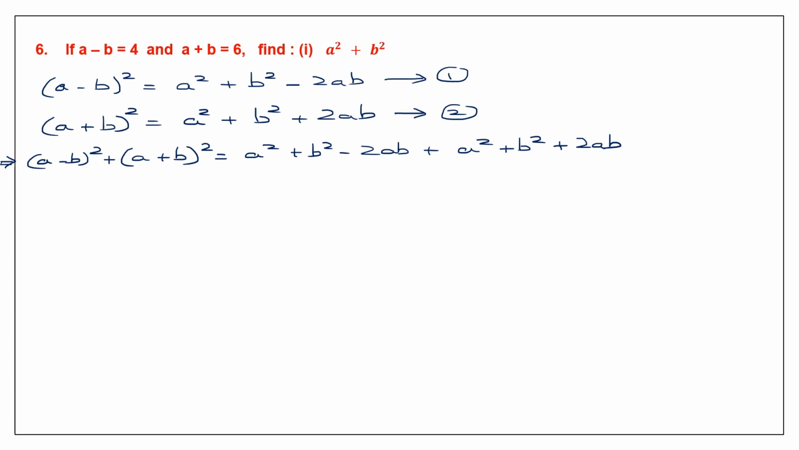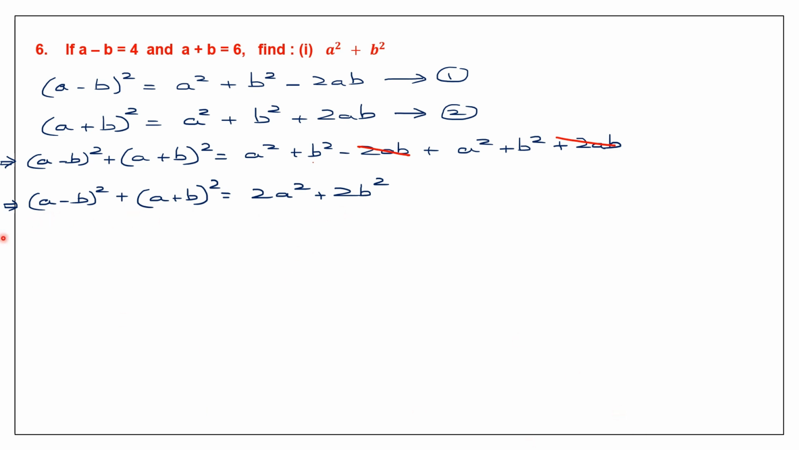Now let's continue the equation here. So this is a minus b the whole square plus a plus b the whole square. Now let's look at this. So here we have a square plus a square, making that 2a square. Then we have b square plus b square, that is also 2b square. Then we have minus 2ab plus 2ab. Since the signs are opposite, it gets cancelled. It's equal to 0. So it's only 2a square plus 2b square.